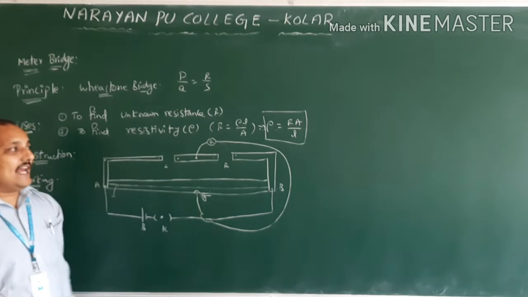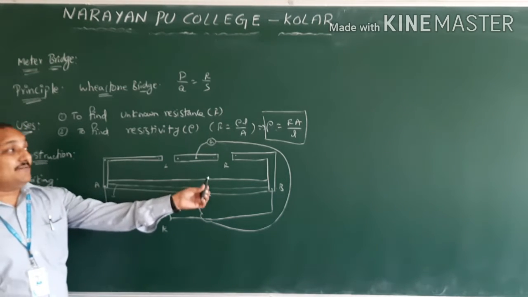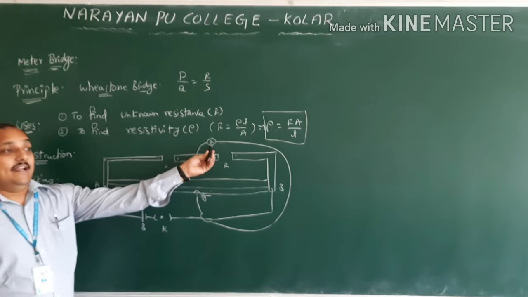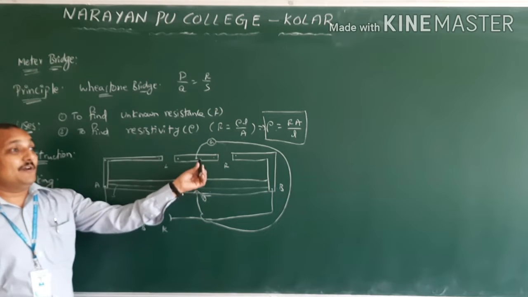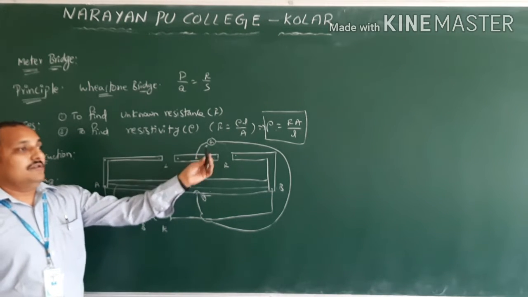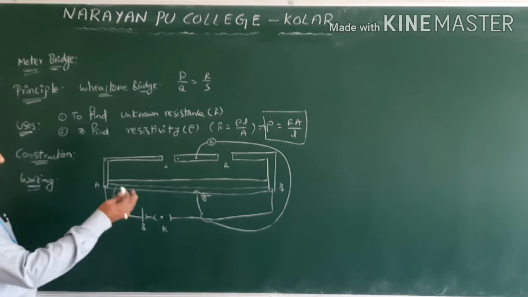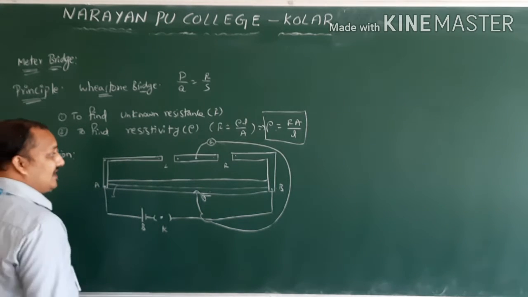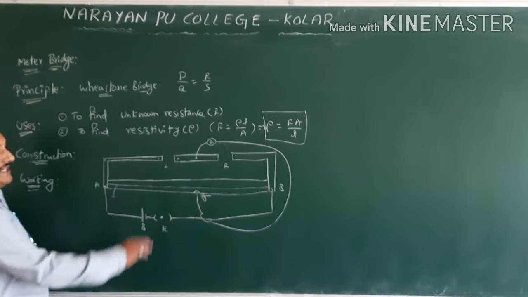What is the purpose of the galvanometer? Whether current is flowing or not, we will find by using the galvanometer. Not to measure whether current is flowing within the circuit or not, we are going to use the galvanometer to detect the current, not how much current is passing. Okay, this is nothing but construction.